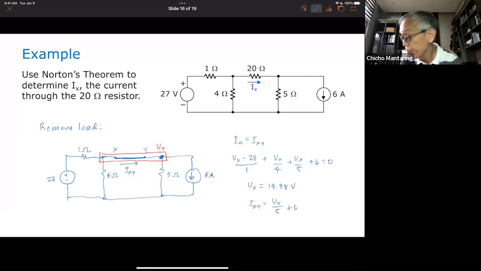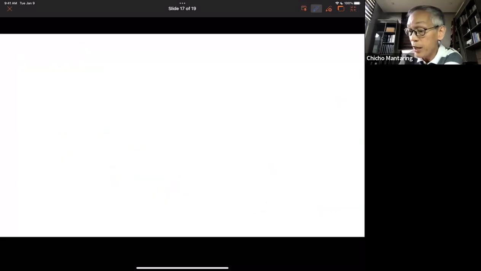That's going to be 8. I have the figure already. That's going to be 8.90 amperes. Okay. Okay, so finally, what is my Norton equivalent?